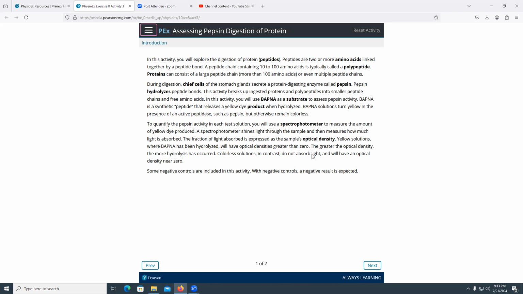The more substance that's in the solution interfering with the passage of light from the spectrophotometer, that will represent higher optical density. So the greater the optical density, the more hydrolysis has occurred. So colorless solutions, in contrast, do not absorb light. So they have a very low optical density because there's no substance in there. They are clear. So all the light will transmit and pass through, and there will be zero absorbance, and will have an optical density near 0.